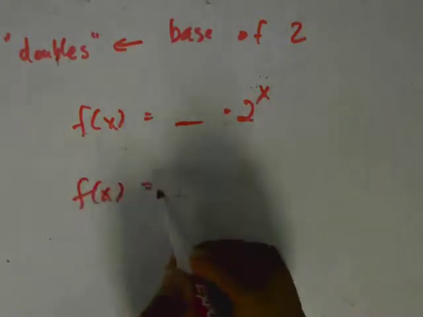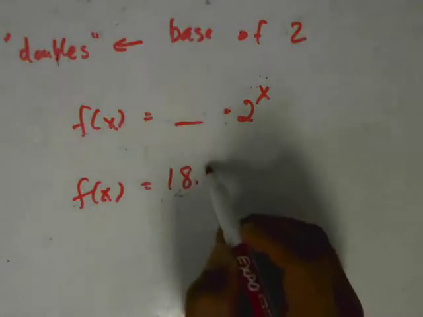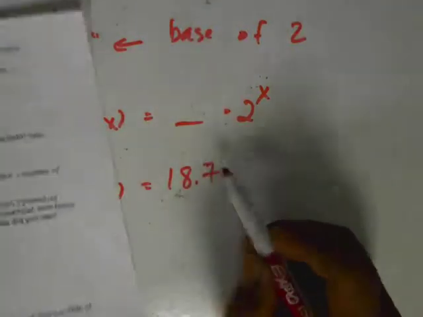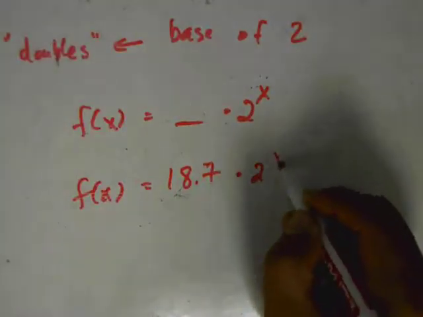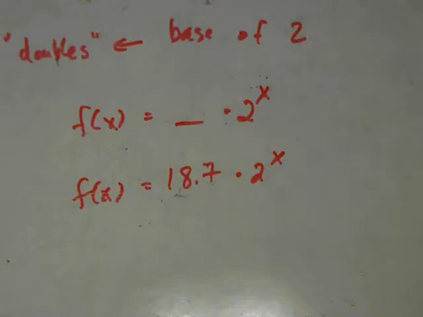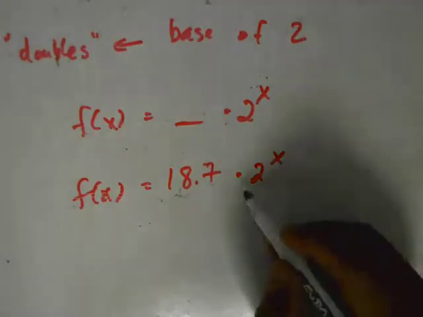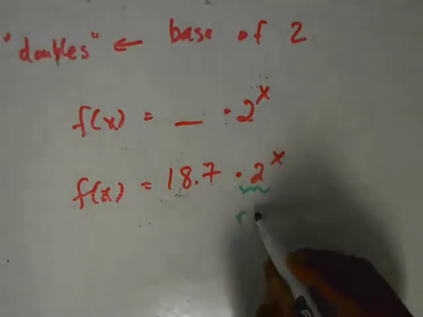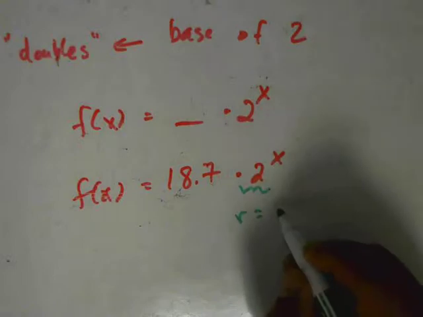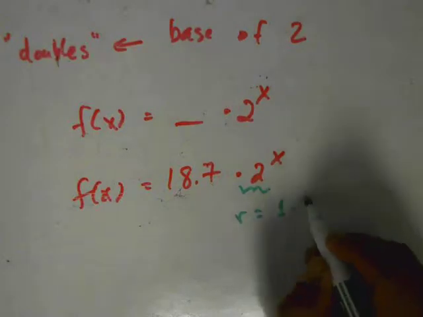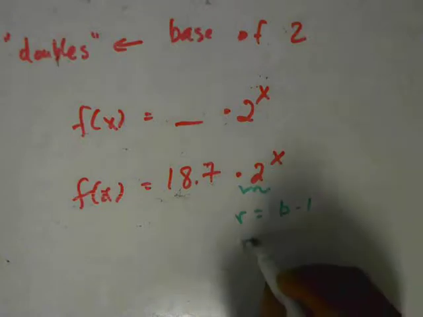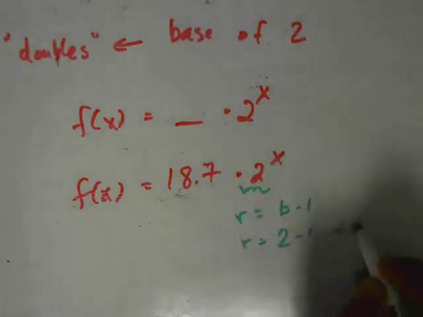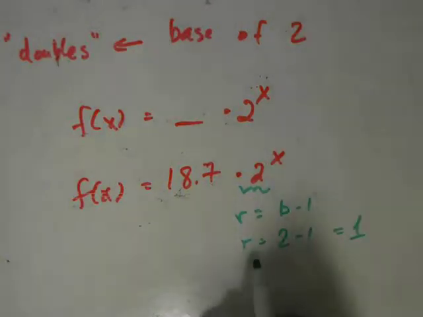We already know that the initial amount is 18.7. This is a given number in the problem, I'm not calculating this or anything. So it's 18.7 times 2 to the x. If we want to find the rate, and it doesn't tell us the rate here, remember r is equal to b minus 1. Well, the base is 2, minus 1 is 1. So the rate of growth here is 1.